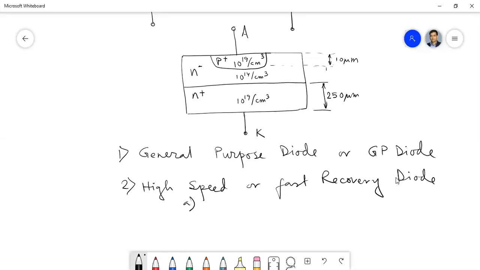In the high speed diode, you again have two variations. One is the super fast recovery diode, and the other is the ultra fast recovery diode.